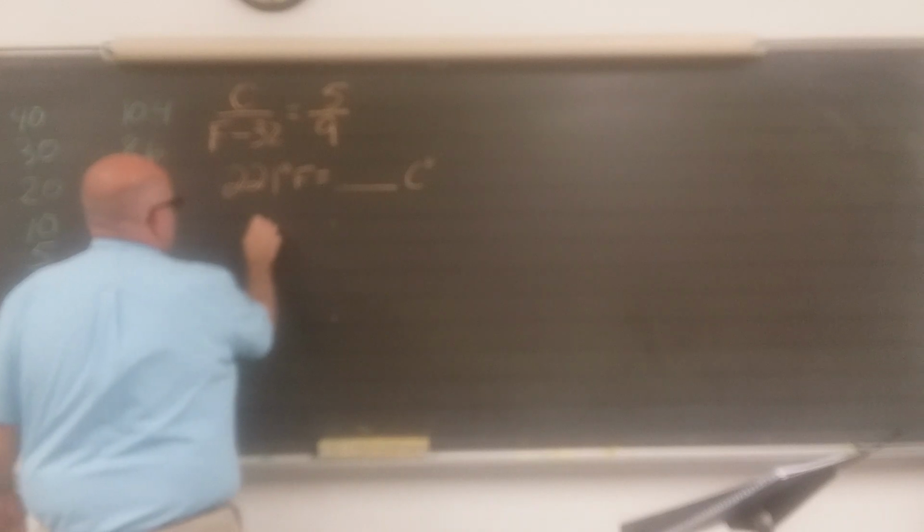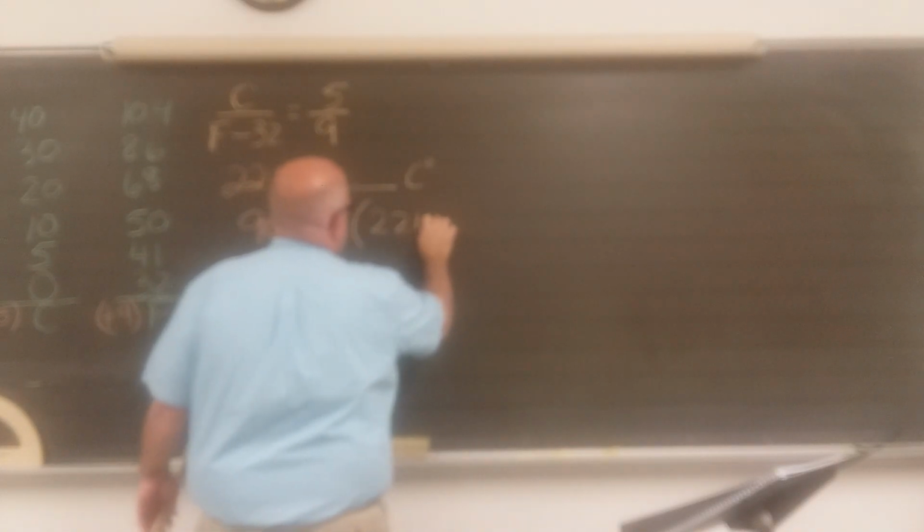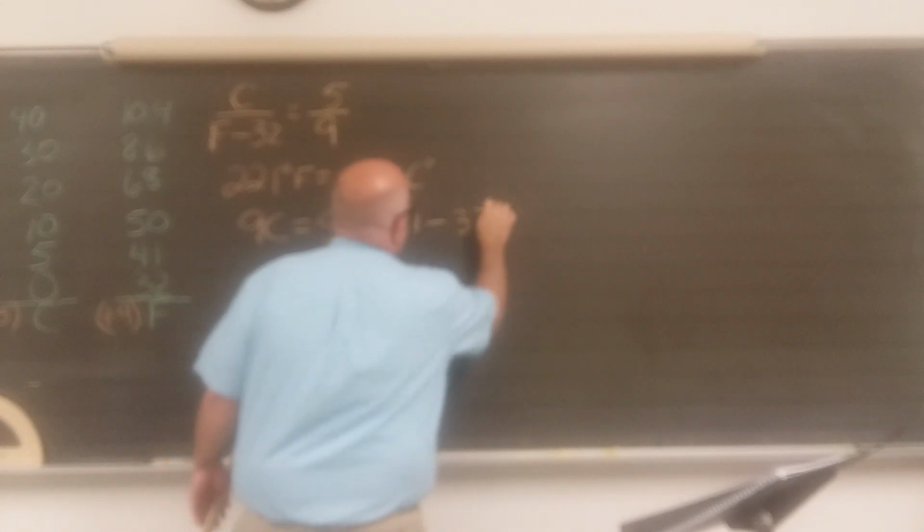So if we have a Fahrenheit temperature of 221 degrees, and we're saying, what is that in Celsius? This is what your equation looks like. It's always going to be 9 times C equals this equation, or 5 times this equation. So this one would look like this: 9C equals 5 times 221 minus 32.